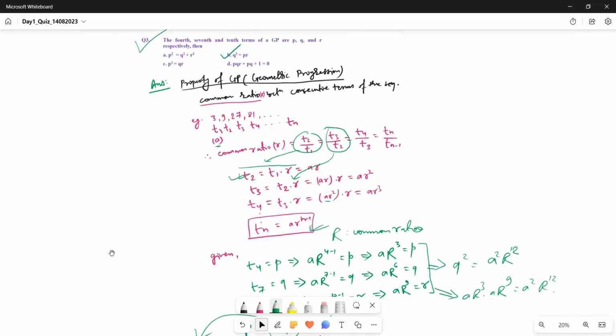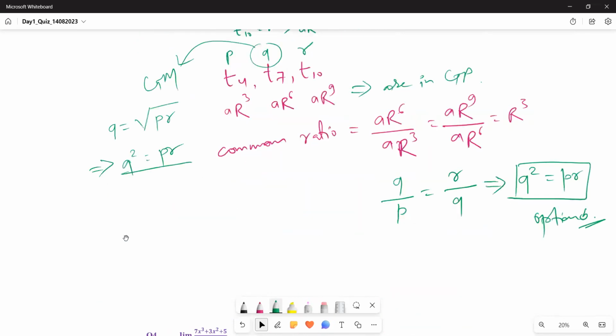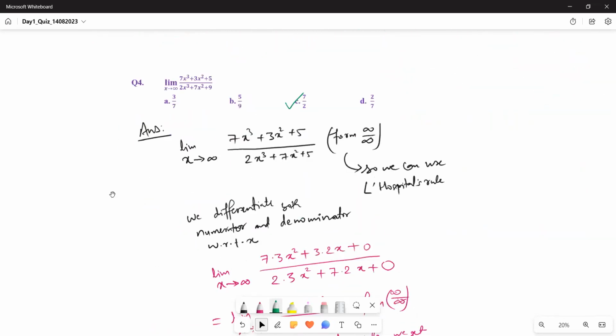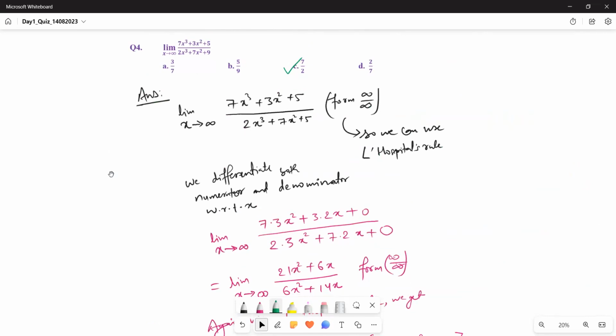Now let's move to question number 4. So our question number 4 is a limit question, right? So this is a limit question and we have 4 options. So for this, when we substitute the value of the limit, x tends to infinity, you see that it will form what? Infinity by infinity.